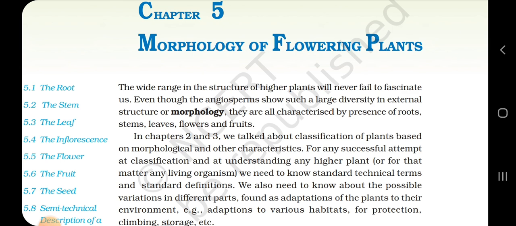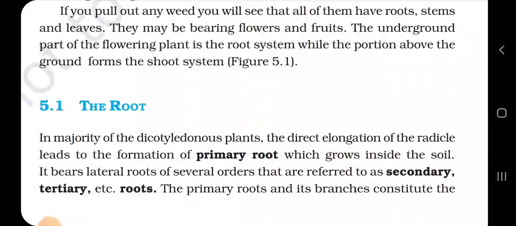In chapters 2 and 3, we talked about the classification of plants based on morphological and other characteristics. For any successful attempt at classification and at understanding higher plants, or for that matter any living organisms, we need to know standard technical terms and standard definitions. We also need to know about the possible variations in different parts found as adaptations of plants to their environment, for example adaptations to various habitats for protection, climbing, storage, etc.